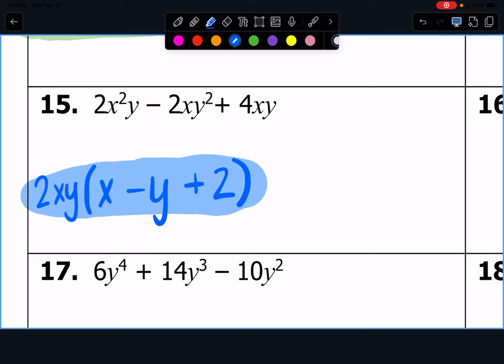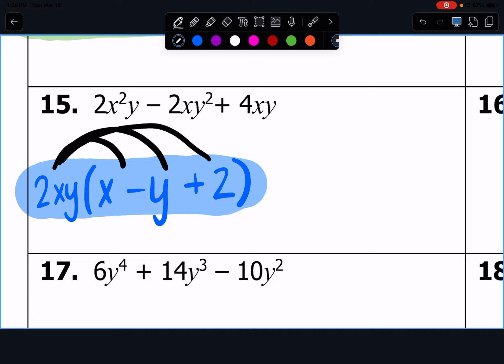And again, if you ever get to one of these and you're like, man, I really don't know if I got the right answer, multiply it back out and check yourself, okay?